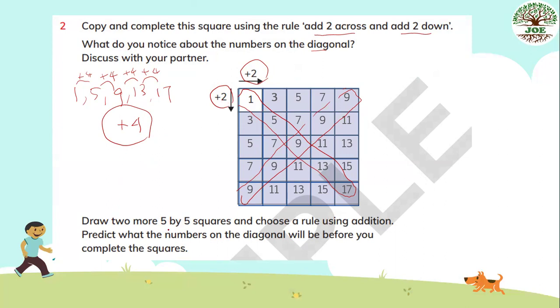Draw 2 more 5 by 5 squares and choose a rule using addition. Predict what the numbers on the diagonal will be before you complete the squares.